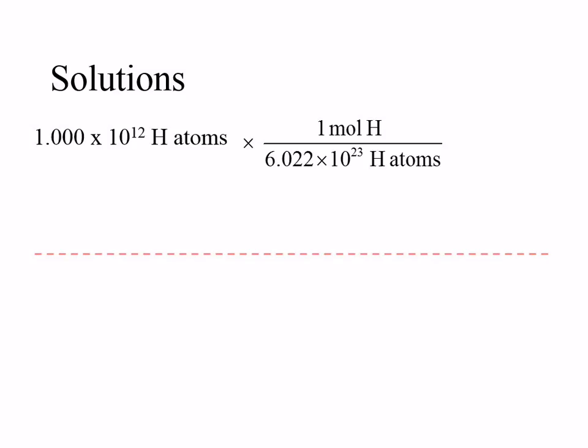So, okay. In my case, I put 1 E12 divided by 6.022 E23. Everybody's calculators are a little different, but that's mine.